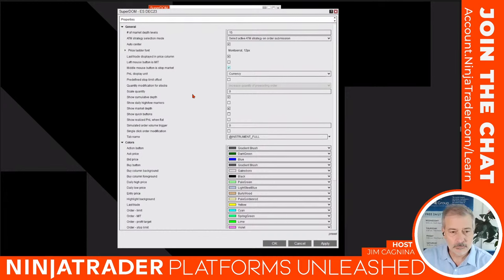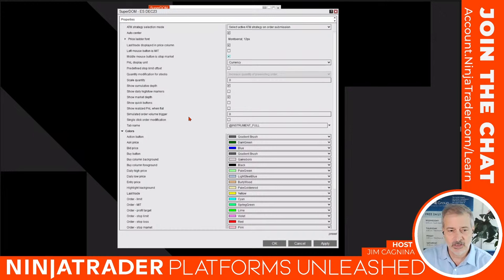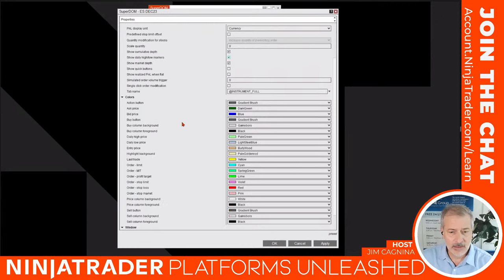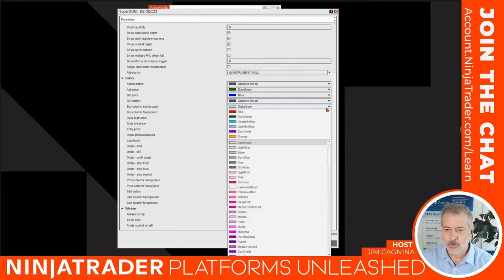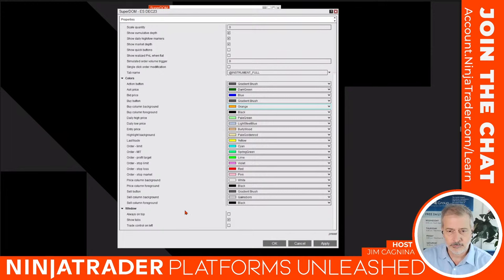And let's keep moving down here, though. There's all sorts of different options you could customize this with. But I'm going to show daily high-low markers. In other words, just to show when I get to the high price of the day or the low price of the day. I'm going to check on that. And then I'm going to change the color of my bid column. Right now, my buy column background is Gainsborough, which looks like it's gray to me. We're going to go with the orange. We're going to click it and make it orange. And I think that's how I'm going to customize it.